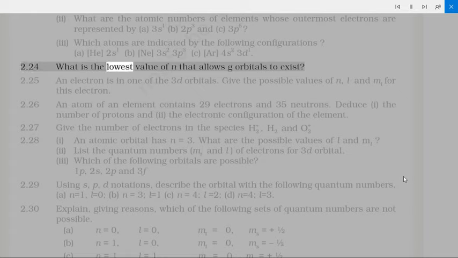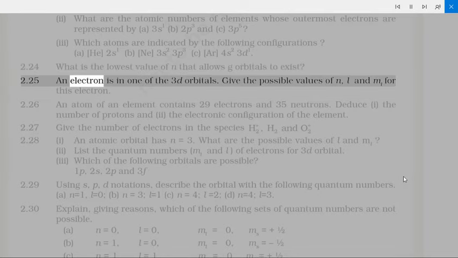2.24 What is the lowest value of n that allows g orbitals to exist? 2.25 An electron is in one of the 3d orbitals. Give the possible values of n, l and ml for this electron.